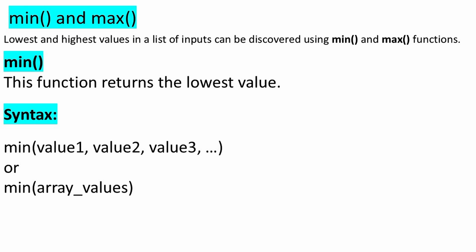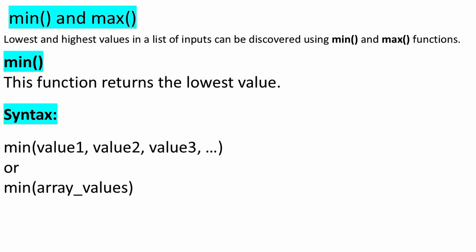Let's start with the min function. The min function is used to return the lowest value among a given set of numbers. In simple words, if you give PHP multiple values, min will look at all of them and return the smallest one. For example, if you have numbers like 25, 40, and 10, the min function will return 10 because it's the lowest value in that list.